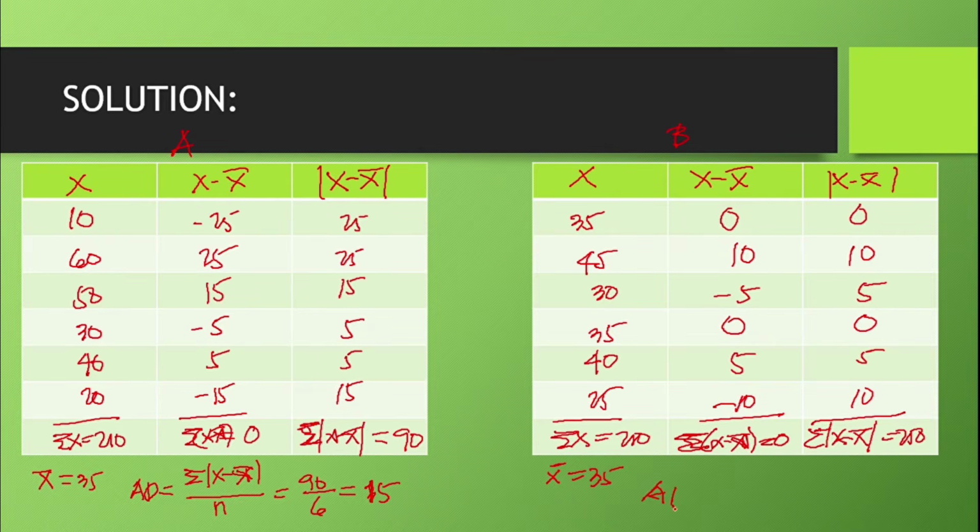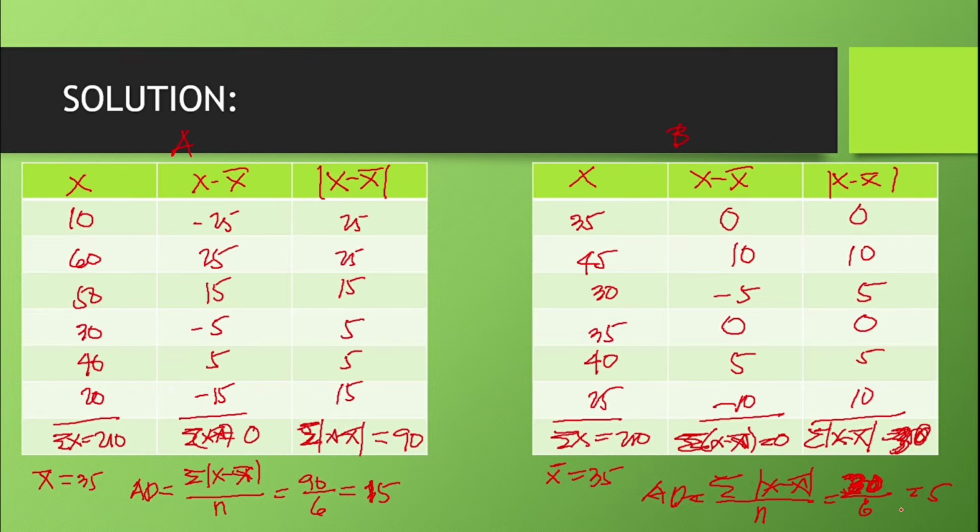Our AD is equal to the summation of absolute x minus the mean over n, which is 250. Oh no, we have here not 250, we have 30. Okay, 30, so 30 divided by n, which is 6, which is 5.